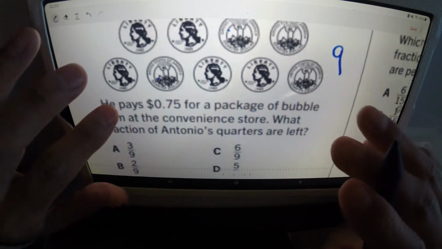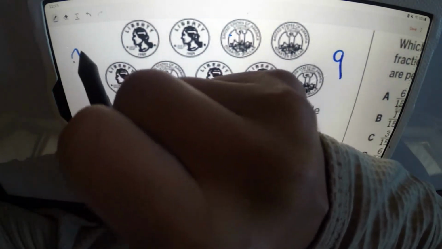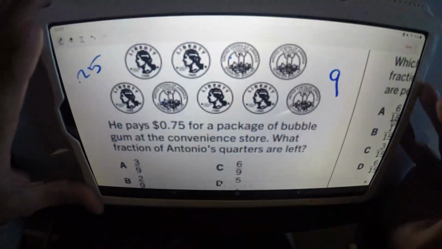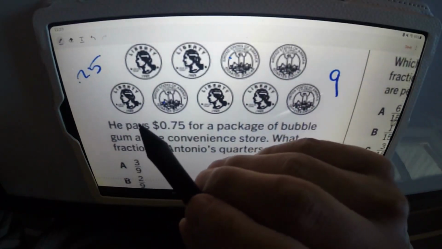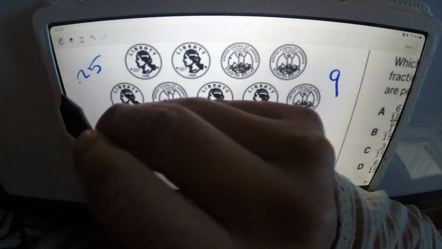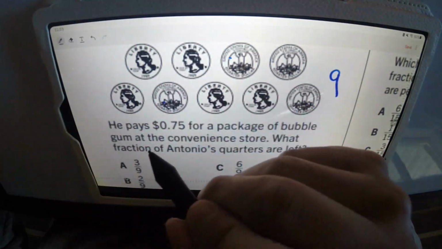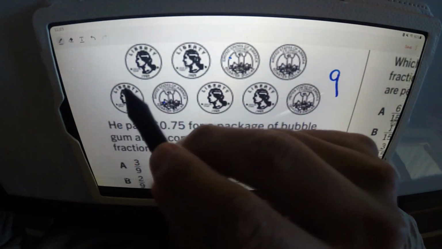Now 75 cents, this is where it takes a little bit of evaluation. Each quarter is 25 cents. How many quarters do we need to make 75 cents? Well, 25 plus 25 is 50, and then 50 plus 25 is 75. So we need 3 quarters.